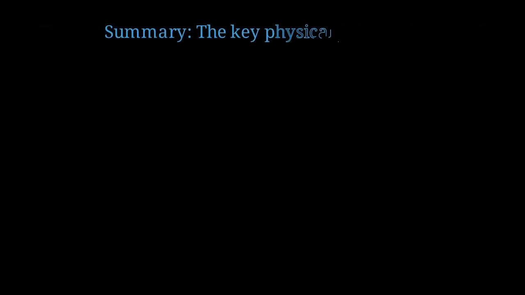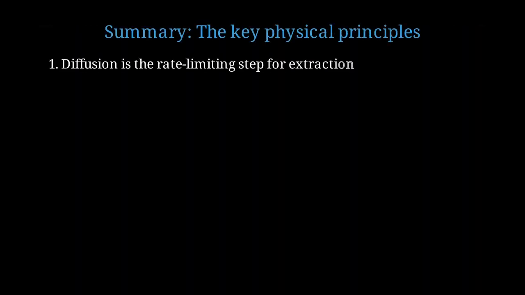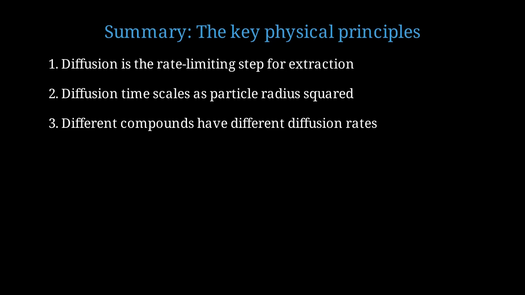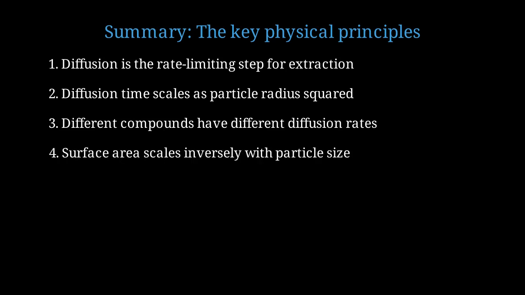Let me summarize the key physical principles we've covered today. First, diffusion is the fundamental rate-limiting process. Compounds must diffuse from inside particles to the water. Second, diffusion time scales as the square of particle size. Halving particle size quarters the diffusion time. Third, acids diffuse faster than bitter compounds, creating sequential extraction and the possibility of balanced flavor. Fourth, total surface area increases dramatically with finer grinding, further accelerating extraction.